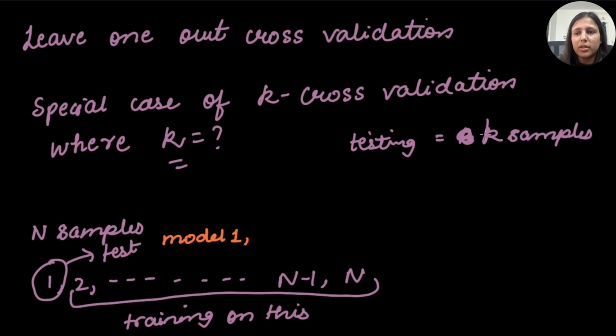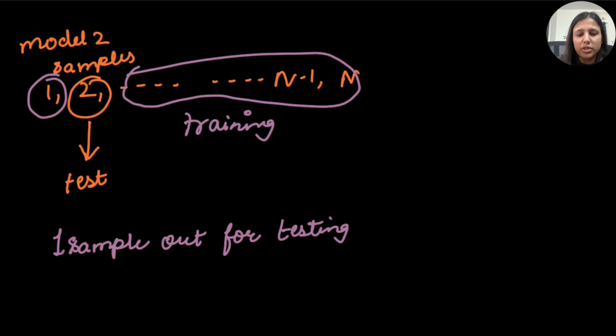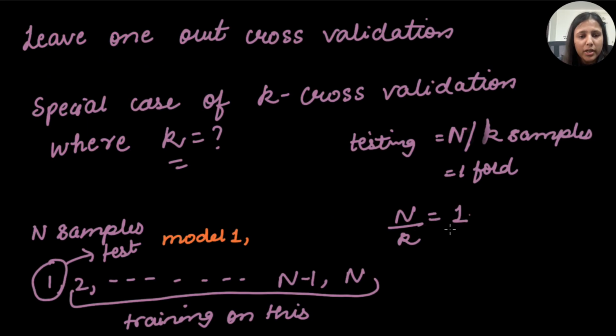Sorry, testing has just n by K samples, right? So in testing we have only n by K samples, which is equal to 1 fold, from the previous knowledge. So here we are saying that n by K is equal to 1, because I just told you that we use just one sample for the testing. So n by K is equal to 1, which means that K is equal to n.